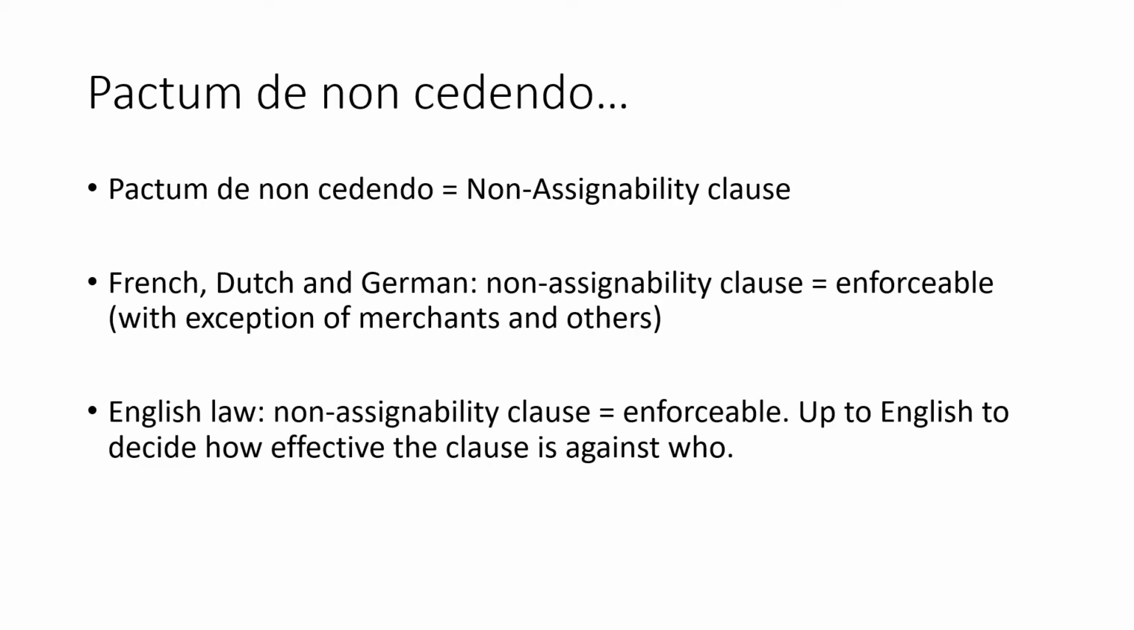A pactum de non cedendo is basically a non-assignability clause. It's a clause that you can sign to reserve your claim and not have it assigned to anyone else. In English law, it's very enforceable. But in France, the Netherlands, and Germany, it is enforceable, but it's got loads of exceptions, like merchants, for instance. So it's not that useful.